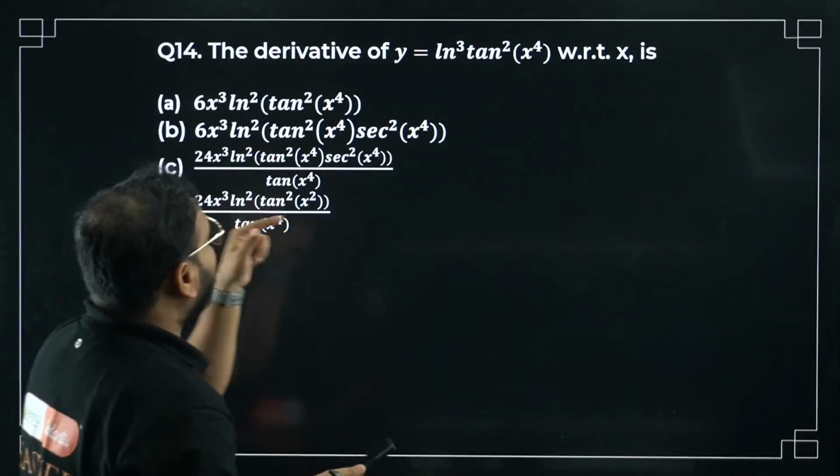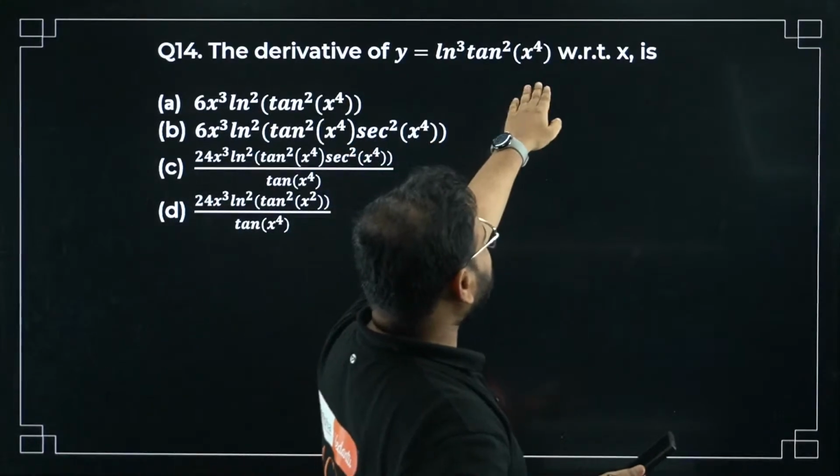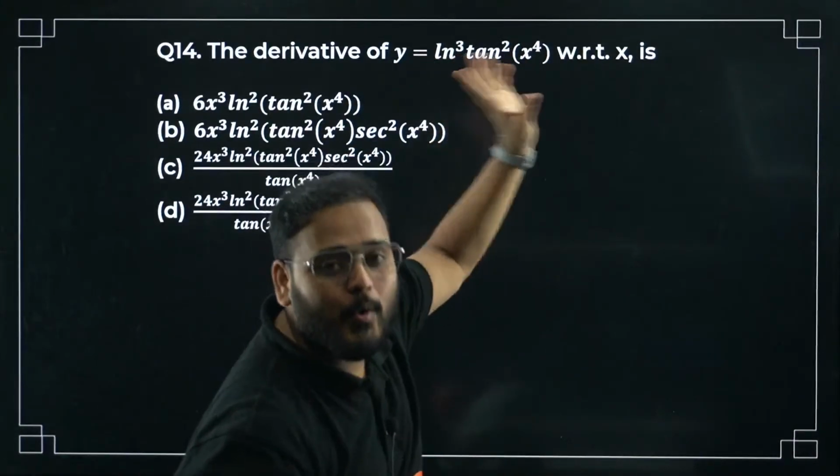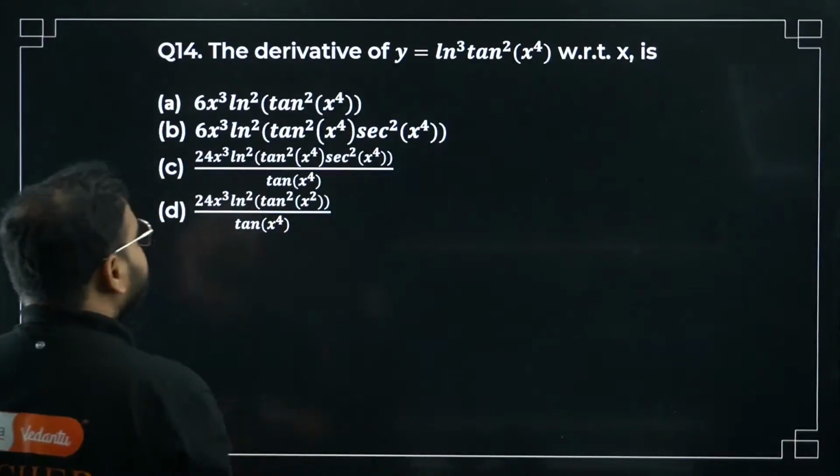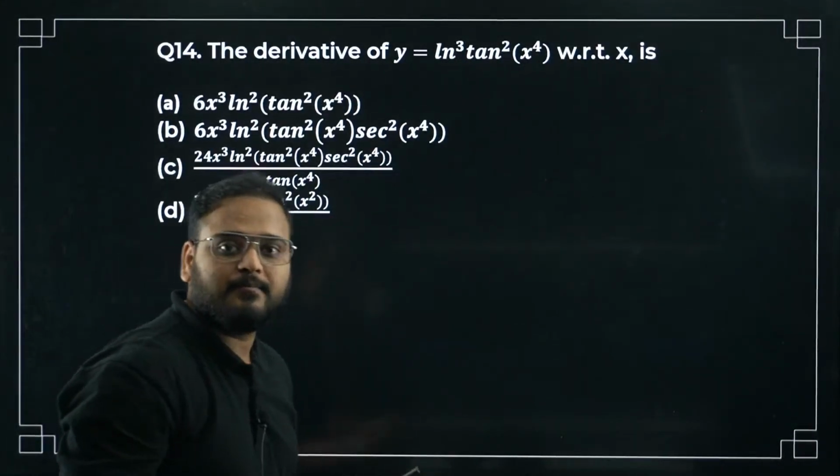So the derivative of y equal to ln cube tan square x power 4. Give me the answer for this. Who is giving me the answer for this? Question number 14.